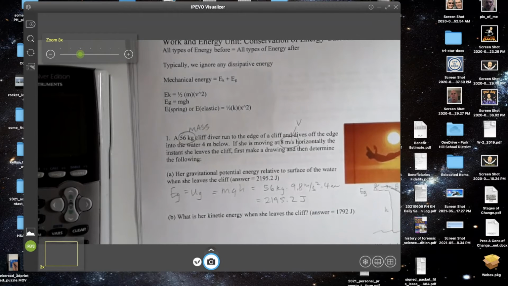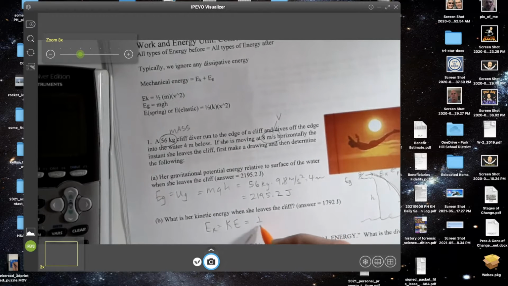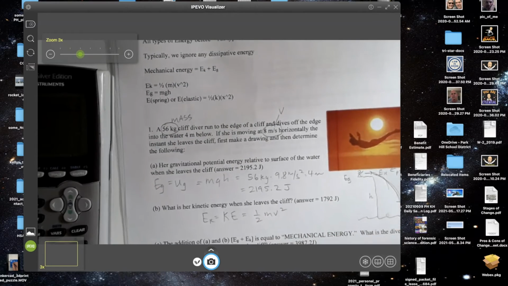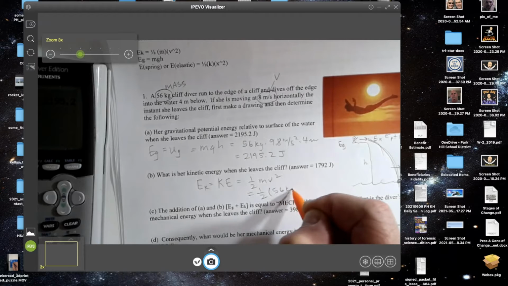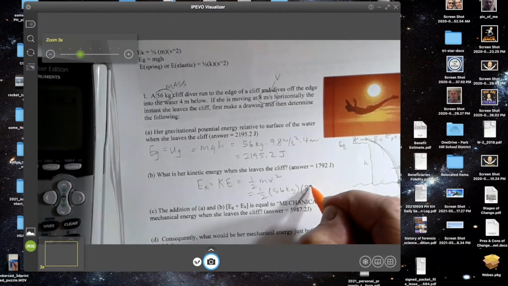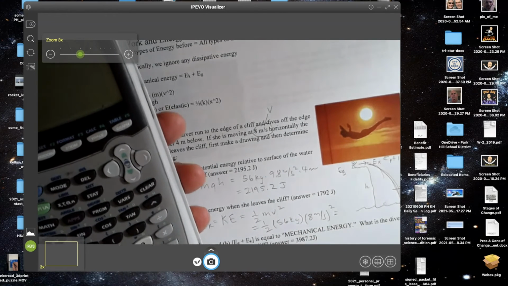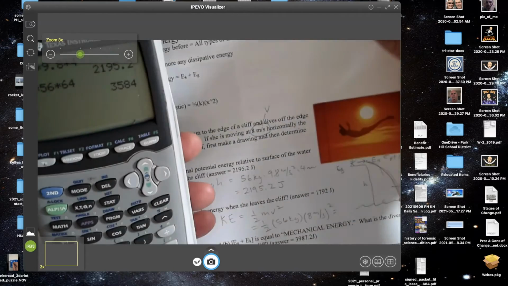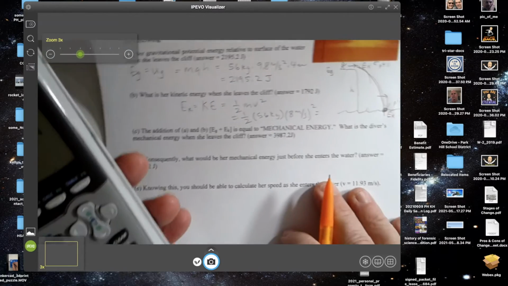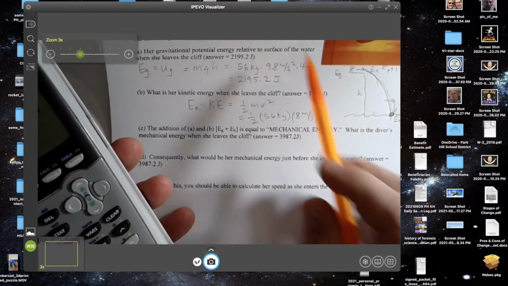She also is moving horizontally, so she has an EK, or kinetic energy, based on that horizontal velocity, 1/2 mv squared. That would be 1/2 times her mass times the square of her velocity. Put that in a calculator, 1/2 times 56 times 64, and we get 3584. Oh, I missed it. Hold on. 1/2 times her mass times her velocity.